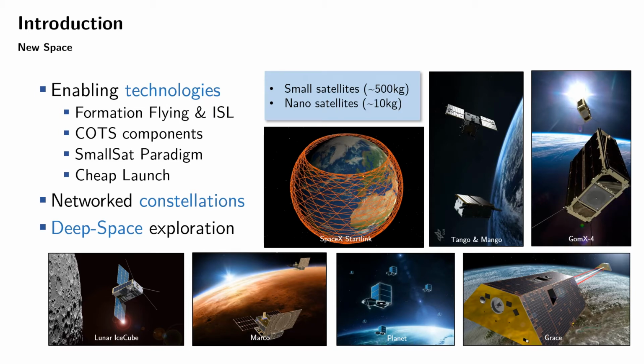So, as an introduction, we are living quite an interesting moment in space. We are having quite successful missions that are showing very interesting enabling technologies. I'm just briefly mentioning some of them, like formation flying and intersatellite linking. We're seeing missions like Tango and Mango, missions like GOMX-4 satellites, where very small satellites are able to fly together in a coordinated fashion and exchange data while this is happening.